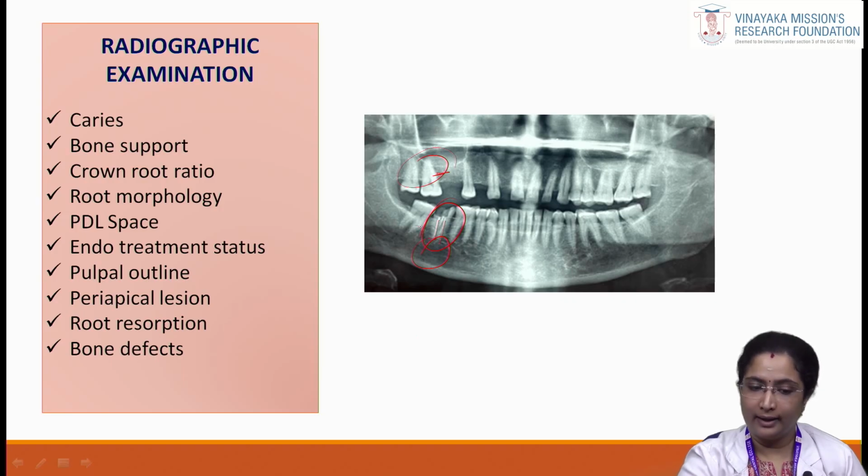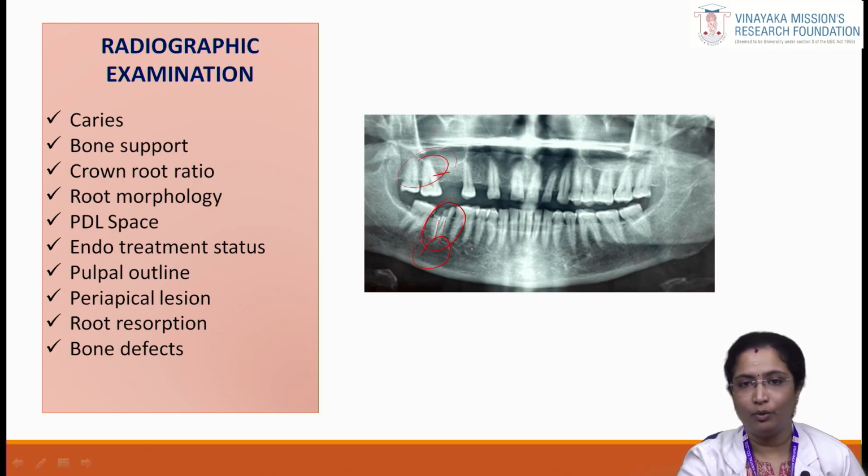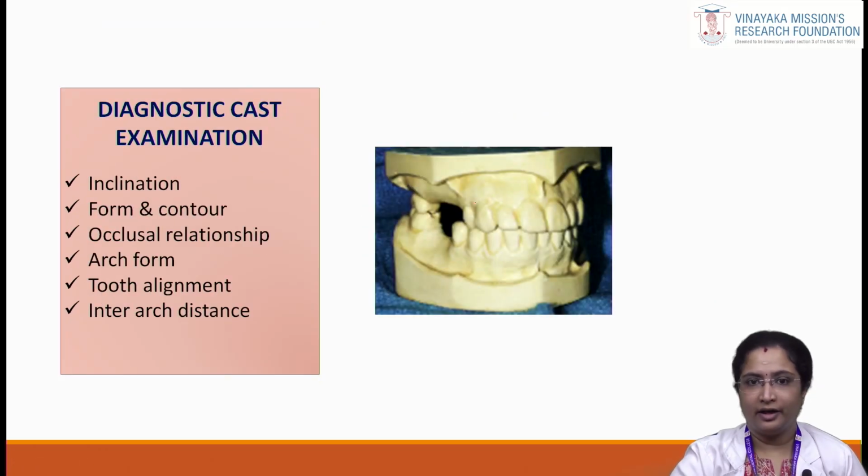Then the pulpal outline can be assessed with the radiograph. Then any periapical lesion present or not, presence of any root resorption or any bone defects in the region of the FPD. After the clinical and the radiographic examination is done, we have to take impression of the patient, pour the cast, and do a diagnostic mounting.